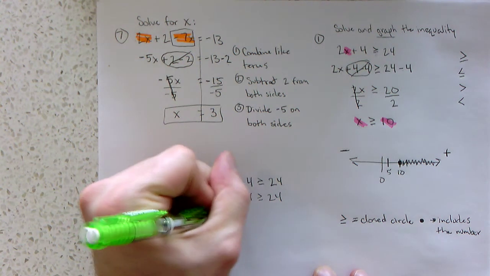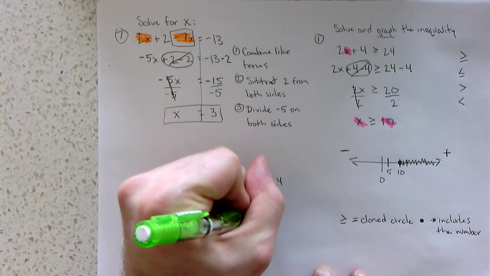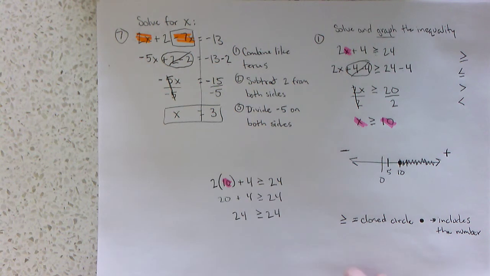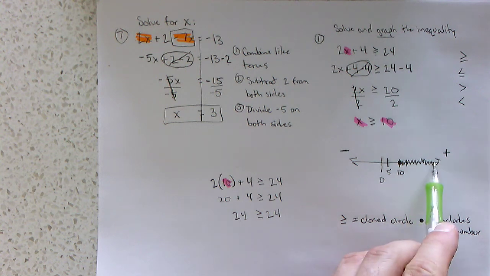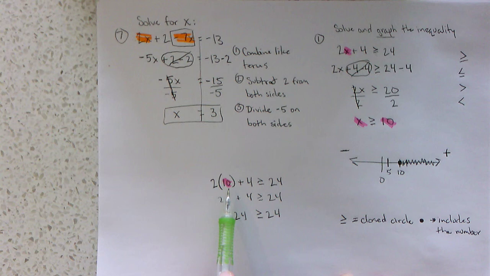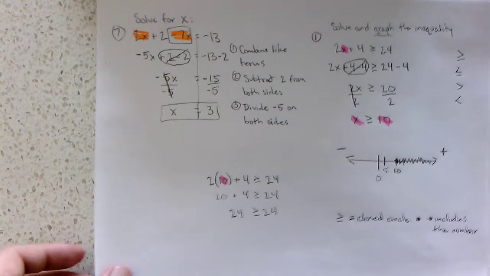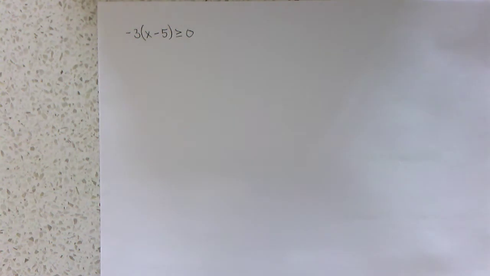So we can see that 24 is greater than or equal to 24. And since this number on the left does in fact equal this number on the right, then I know this solution is correct. So if I plugged in any of these numbers to the right of 10, I would have a number that's going to be either greater than or equal to 24. All right, so let's take a look at one more of these inequalities.